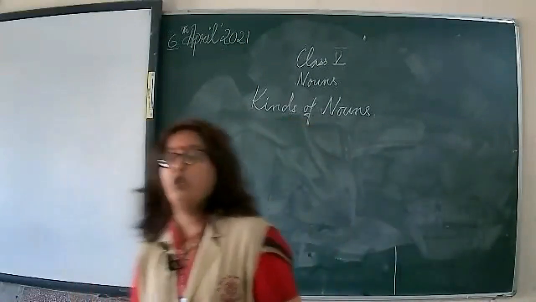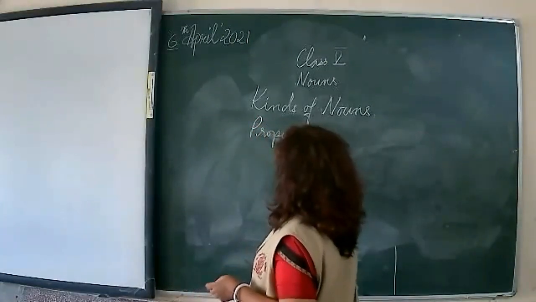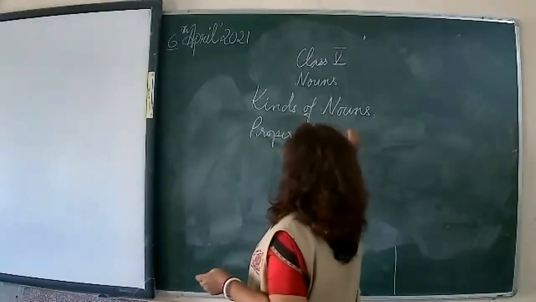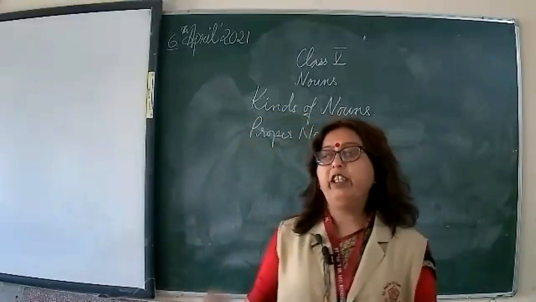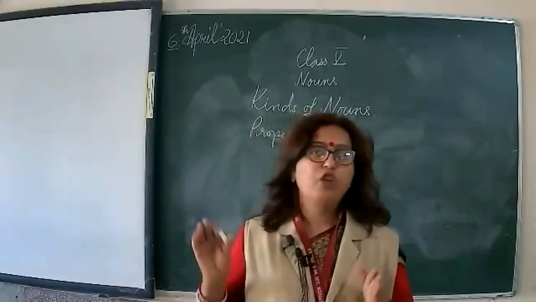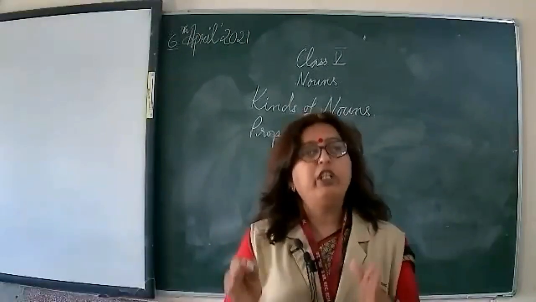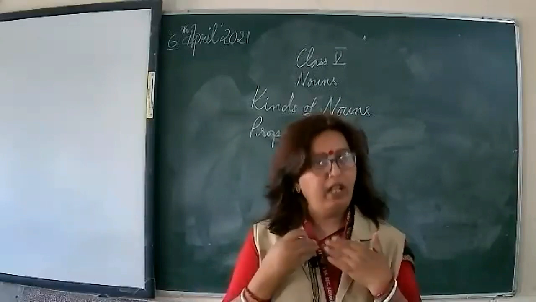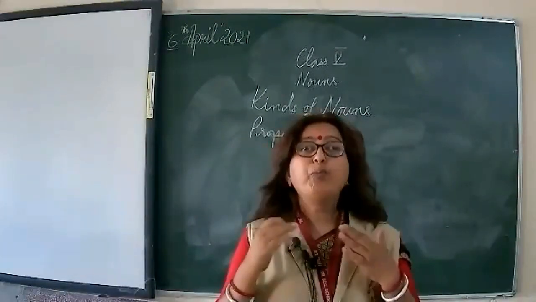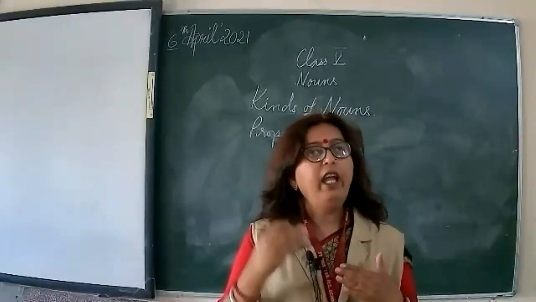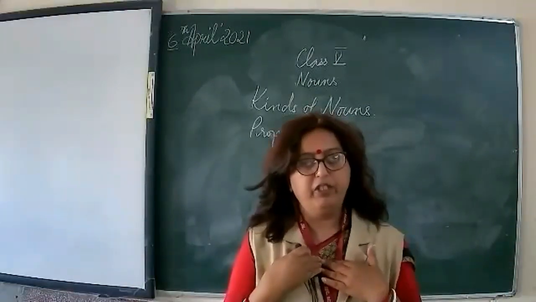So your first noun was proper noun, isn't it? Okay. Now children, just now I told you that everything that has a name. Proper nouns are those nouns which have a particular name. Let's say, for example, I take myself. My name is Anjana. So I am a proper noun. Why? Because I am particular, everyone around me is not called by the same name. So I am Anjana.